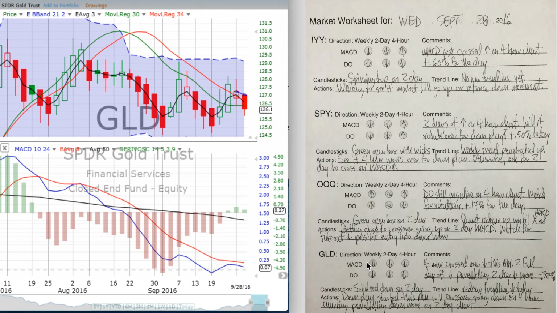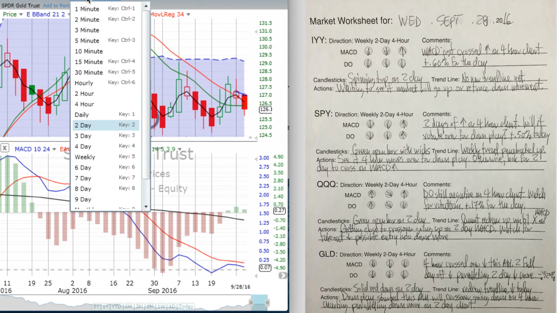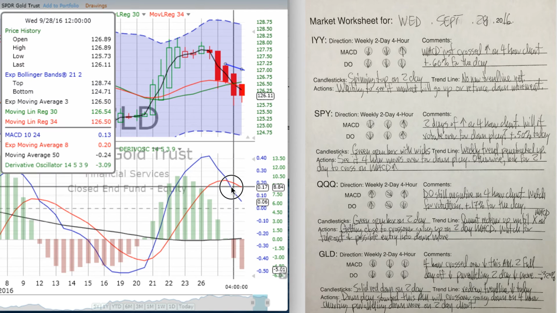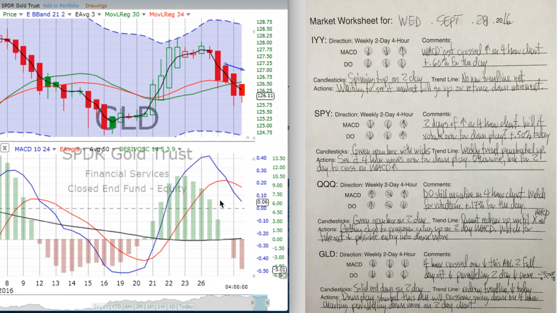And gold is down on the weekly, down on the 2-day, down on the 4-hour on both the MACD and the derivative oscillator. If we look at the comments that we have made on gold, 4-hour crossed over down this AM. Let's focus in on that. The 4-hour did cross over in the morning on the 28th going down. That was your entry point.